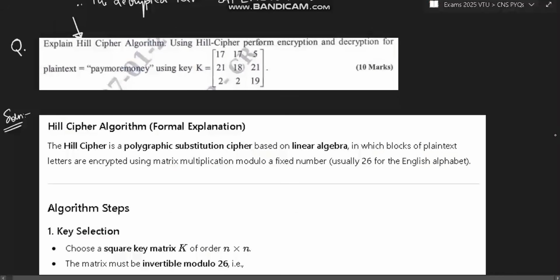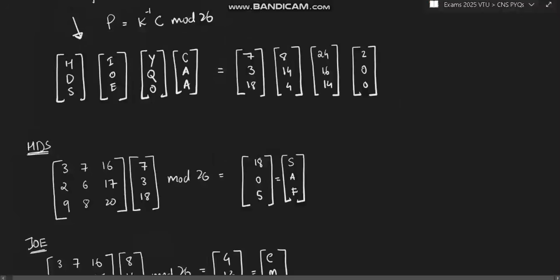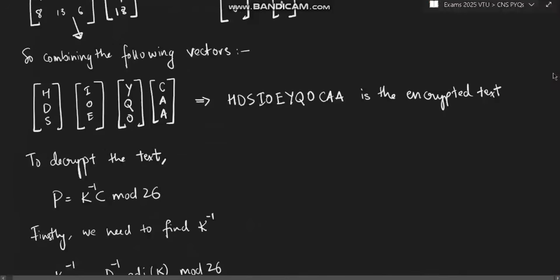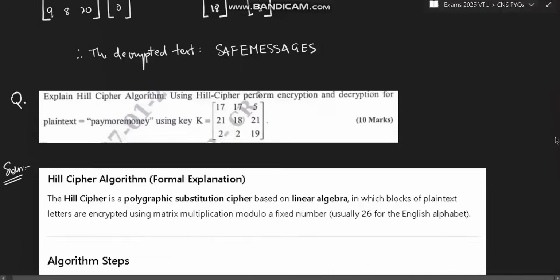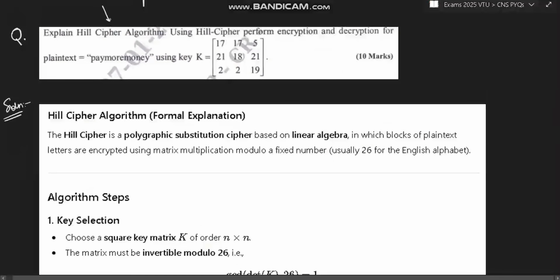First read the question, don't simply go and start writing answers. See, in the previous one they had not given explain Hill cipher algorithm. Directly they had asked using Hill cipher perform the encryption and decryption for plain text. In the other question they have given here, it means that you will be getting marks for explaining what is Hill cipher also, and it's a total of 10 marks. That means it will be like 3 marks here, 4 marks for encryption, decryption can be 3 marks, so it will be a total of 10 marks, right? So if you skip this, you will get 7 marks even after solving all of this. So make sure you read the question first.